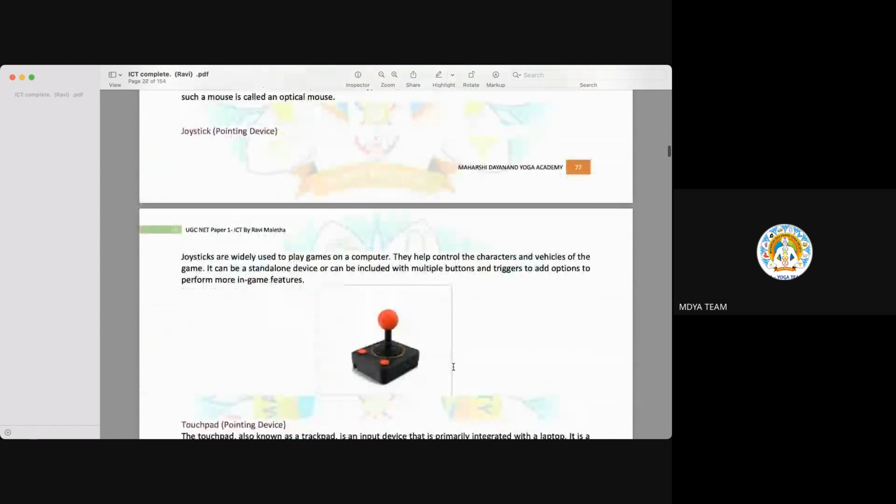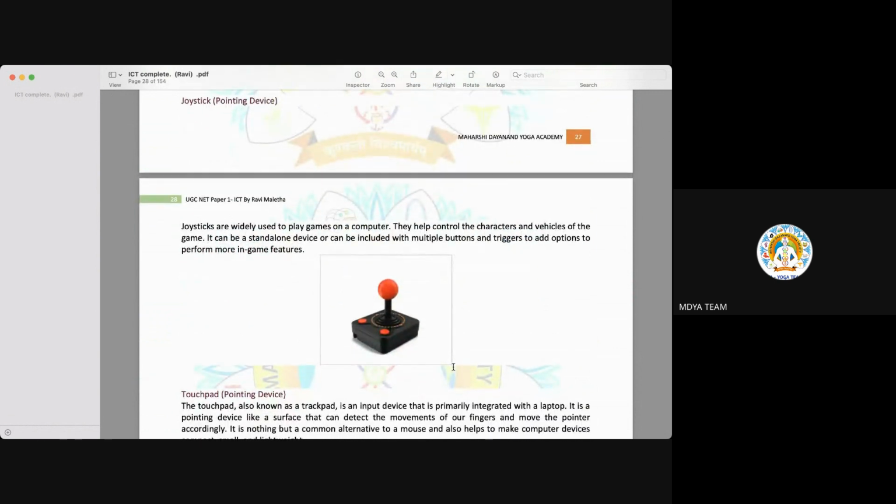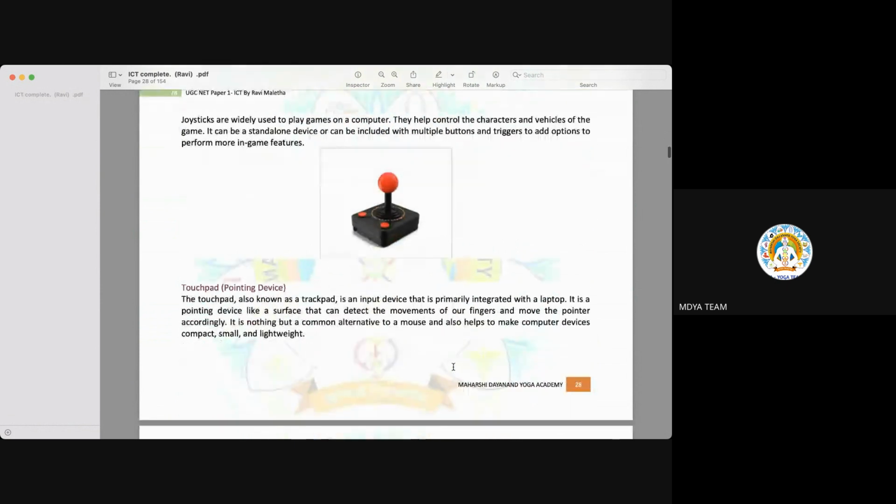Then joystick, which is again a pointing device, which is basically used when you play games on a computer screen. Because it has some more features, because you have to control some characters, some figures, vehicles, some lights, and all those you have to control at the same time. So this stick helps in playing the games because it has multiple buttons and triggers to add on options to perform more in your game features.